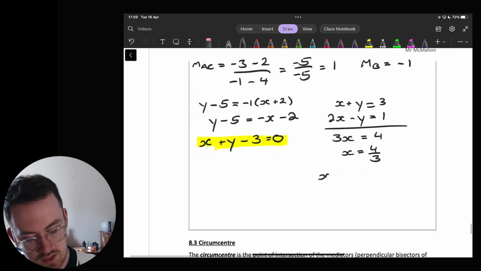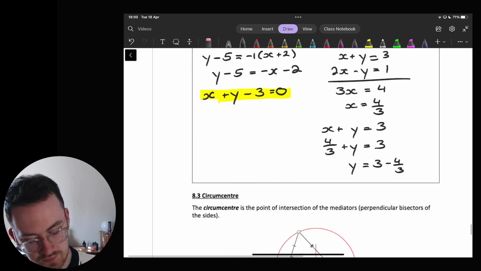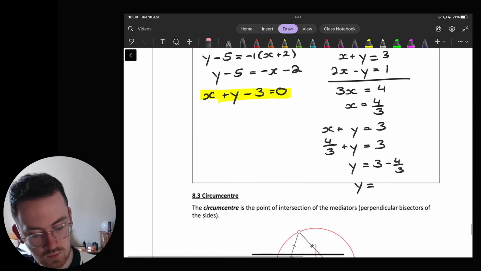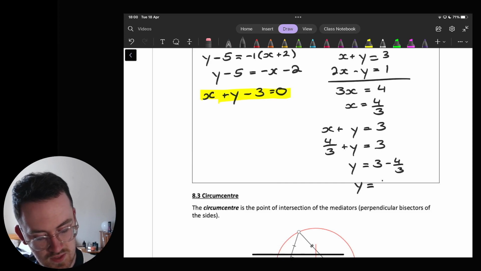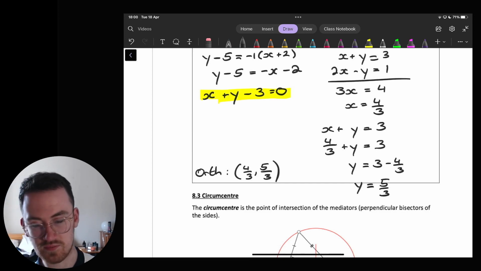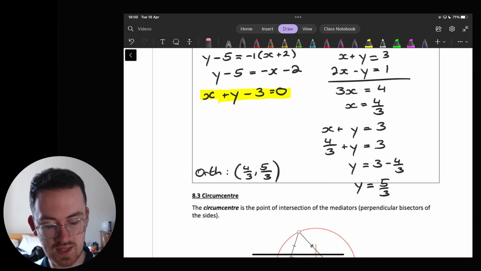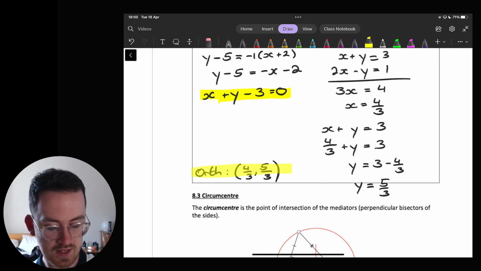And then subbing back into my formula, I get that y is equal to 3 minus 4 over 3, which of course is going to give me that y is equal to, let's see, 5 over 3. So my orthocenter is going to be 4 over 3, 5 over 3. 4 over 3, 5 over 3 there as my orthocenter for that one. Okay, bearing any mistakes.